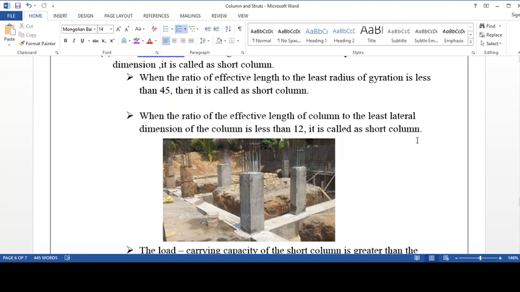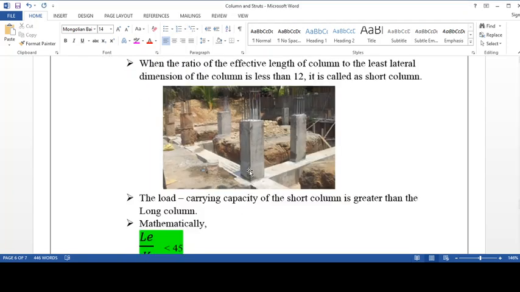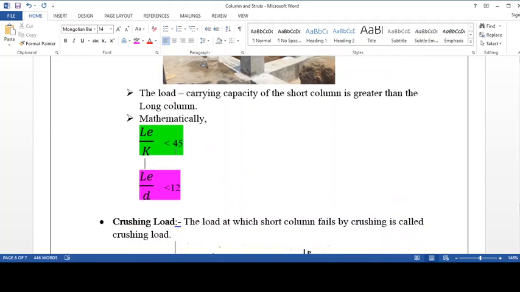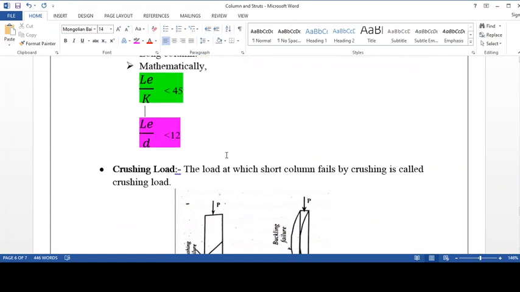Greater than 12 is called long column, greater than 45 is called long column, less than 12 is called short column, less than 45 is called short column. You can see the diagram, you can understand short column. The load carrying capacity of the short column is greater than the long column. Mathematically, LE by K is less than 45, and at the same time LE by D is less than 12.